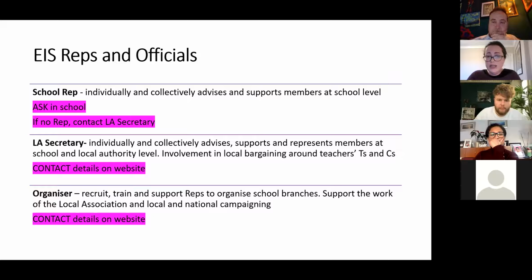And organiser. Our role really is, apart from working with students, we usually are doing your welcome induction events, but unfortunately we've not been able to see you for a couple of years, so we're looking forward to getting back to that. But we're there to recruit and train and support reps to get organised in their branches, and also to advise on local and national campaigning, of which there'll be quite a bit to come over the next year or so, I anticipate.